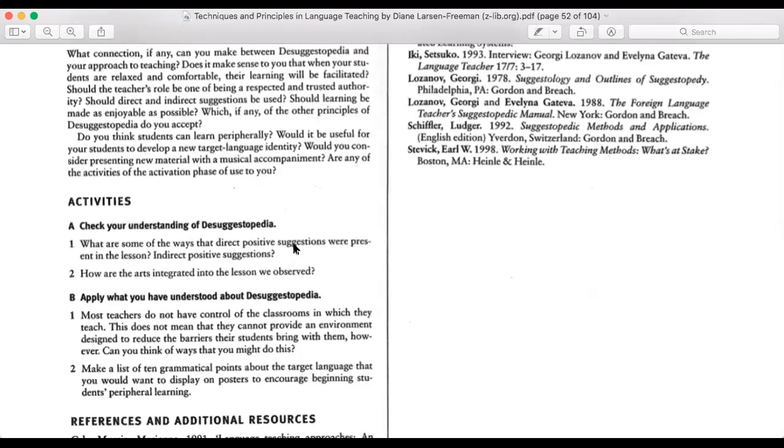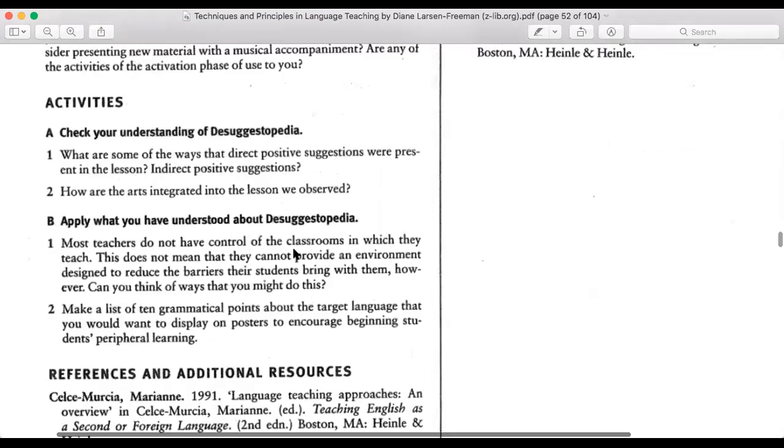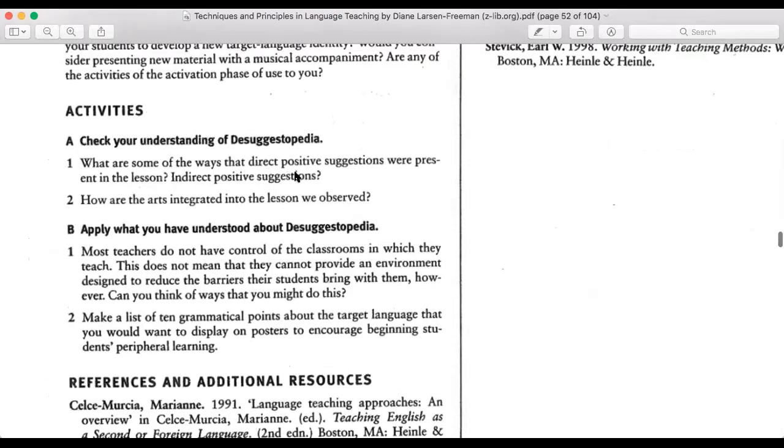Okay, now we have discussed this enough. Okay, what are some of the ways that direct positive suggestions were presented in the lesson, and indirect positive suggestions? I hope you know this. How are arts integrated into the lesson we observed? Art in the form of music, okay, then singing and then dancing, all of that consists of art that is integrated in the, integrated means, what do you mean by integrated?